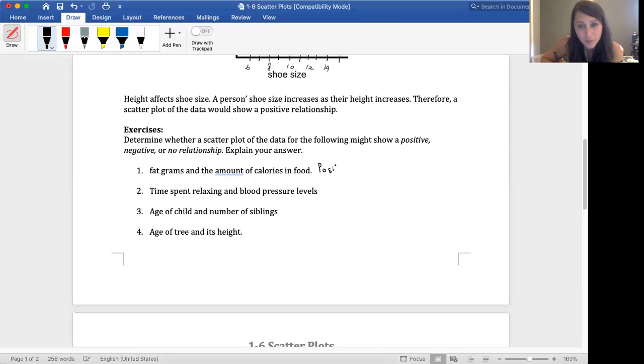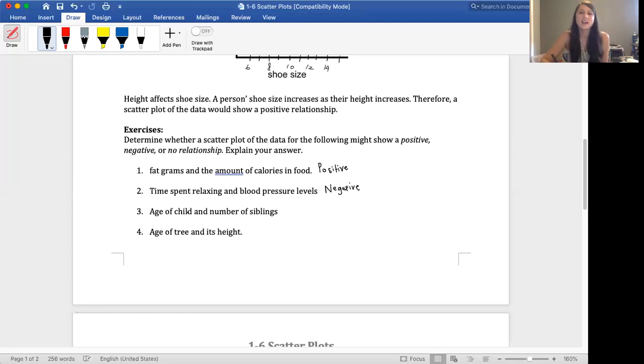Positive relationship. Okay. Number 2, time spent relaxing and blood pressure levels. As you relax, will your blood pressure increase or decrease? Think of how you can measure your heart rate to show blood pressure. Let's say that you had been active and then you spent some time relaxing, would your blood pressure go down? I think so. So as time increases, the blood pressure goes down. So this would be negative. It's a negative relationship.